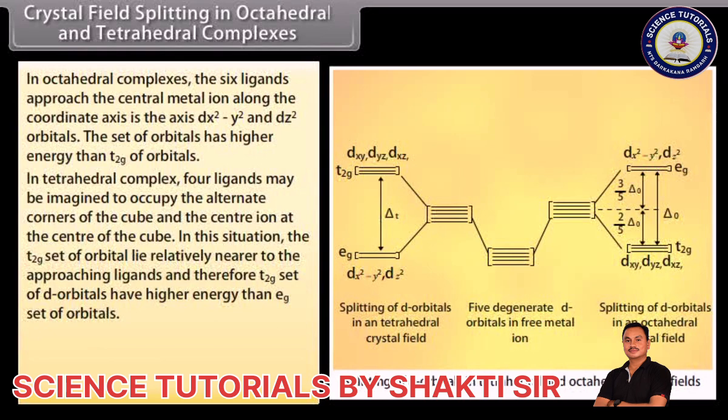In a tetrahedral complex, 4 ligands may be imagined to occupy the alternate corners of a cube, with the central metal ion at the center of the cube. In this situation, the t2g set of orbitals lies relatively nearer to the approaching ligands, and therefore the t2g set of d orbitals has higher energy than the eg set of orbitals. The relationship between delta T and delta O is given by delta T = 4/9 delta O.